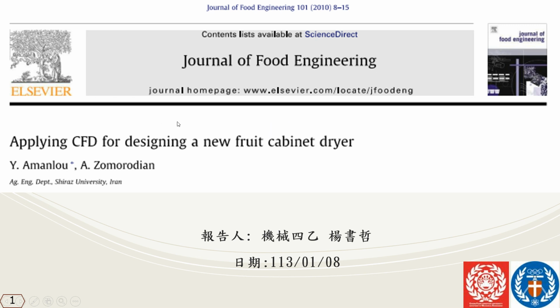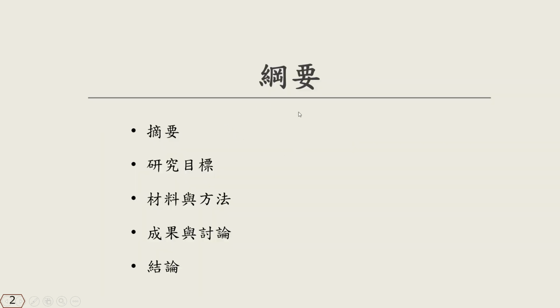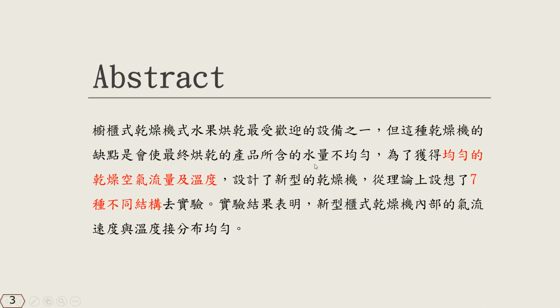Next, the paper I want to report today is applying CFD for designing a new food cabinet dryer. I have divided my presentation into 5 parts. To solve the shortcomings of cabinet dryers, they designed a new type of cabinet dryer to obtain a uniform distribution of drying airflow and temperature. There are 7 cabinet dryers with different structures for experiments.